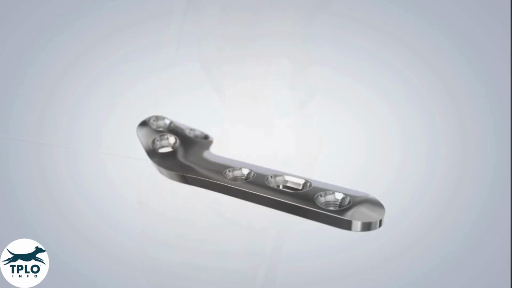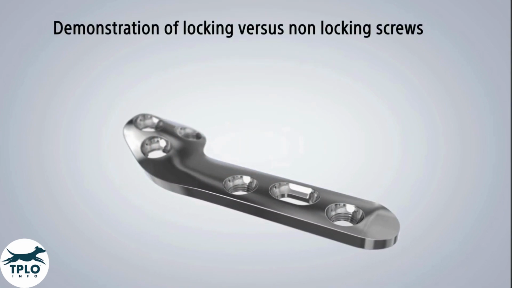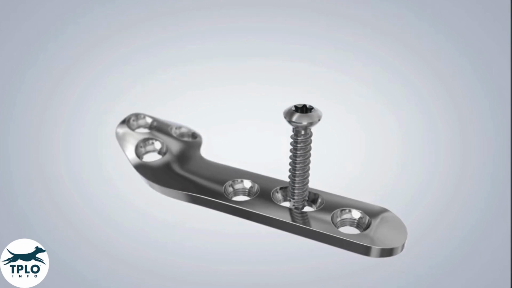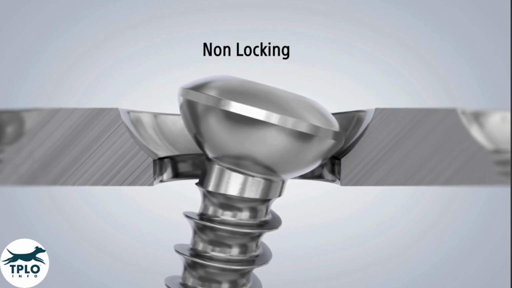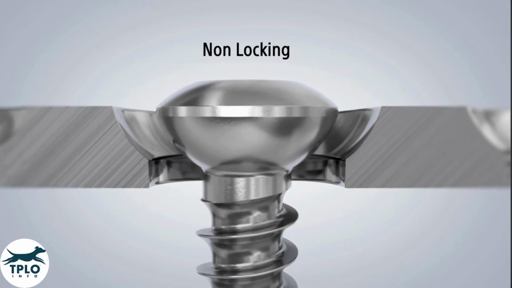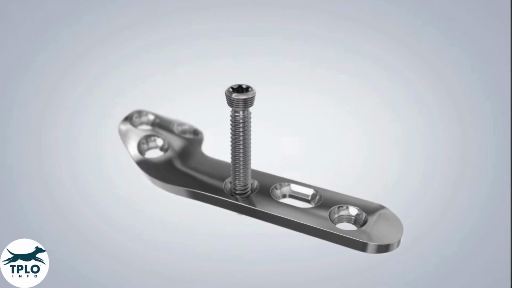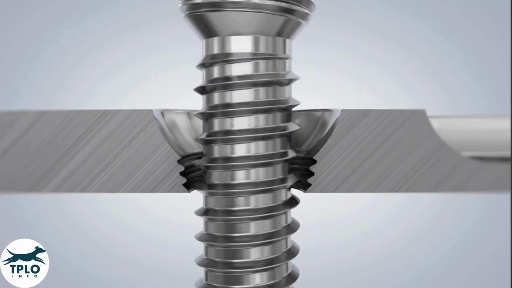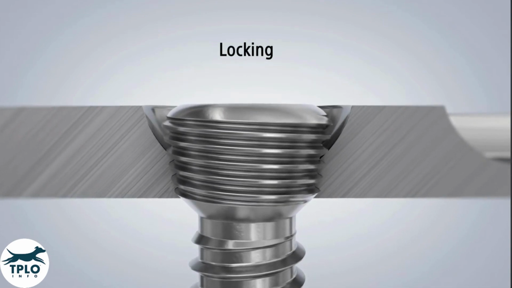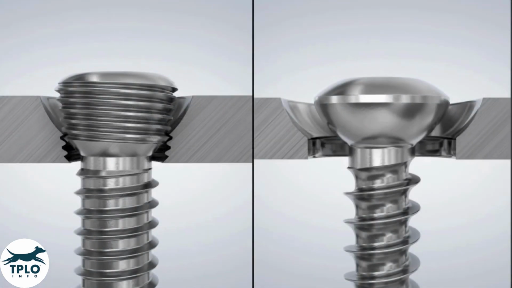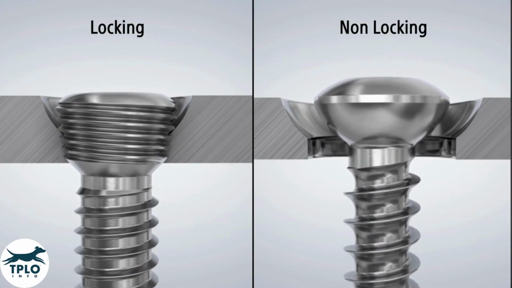To anchor the bone plate into the tibia, we use locking bone screws for stability and non-locking bone screws for compression of the osteotomy. Here, a non-locking screw is shown with the ability to move. This allows for compression. As a locking bone screw inserts into the plate, the head of the screw threads into the plate and locks in place for strength. Here you can see the non-locking screw moving on the right and the locking screw on the left fixed in place.